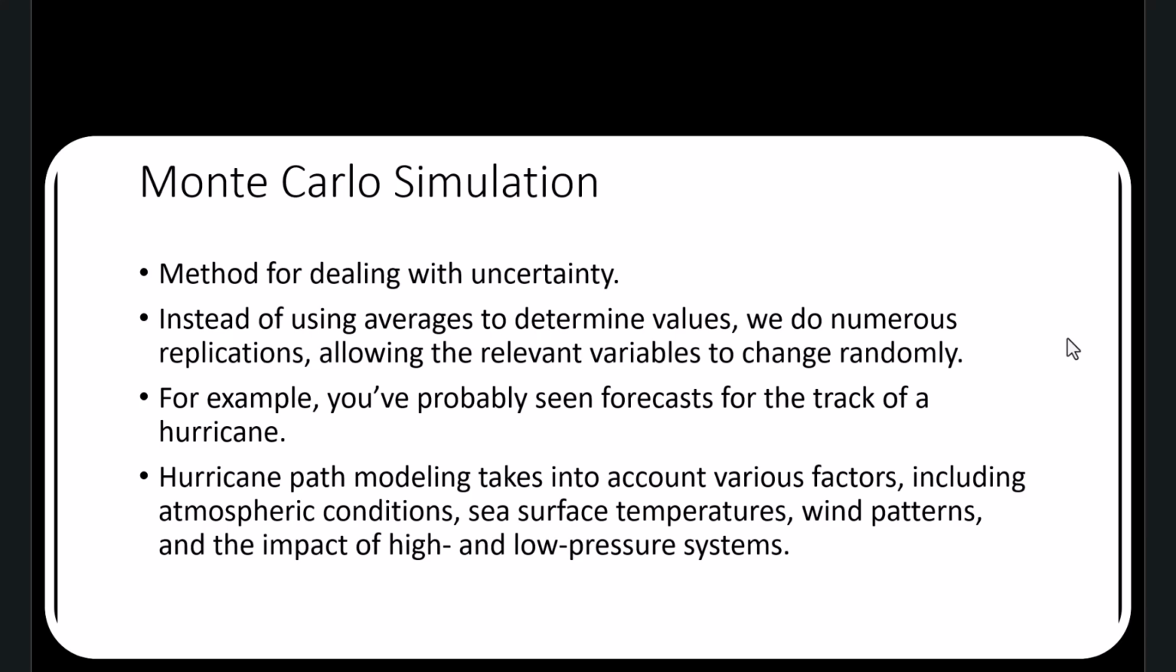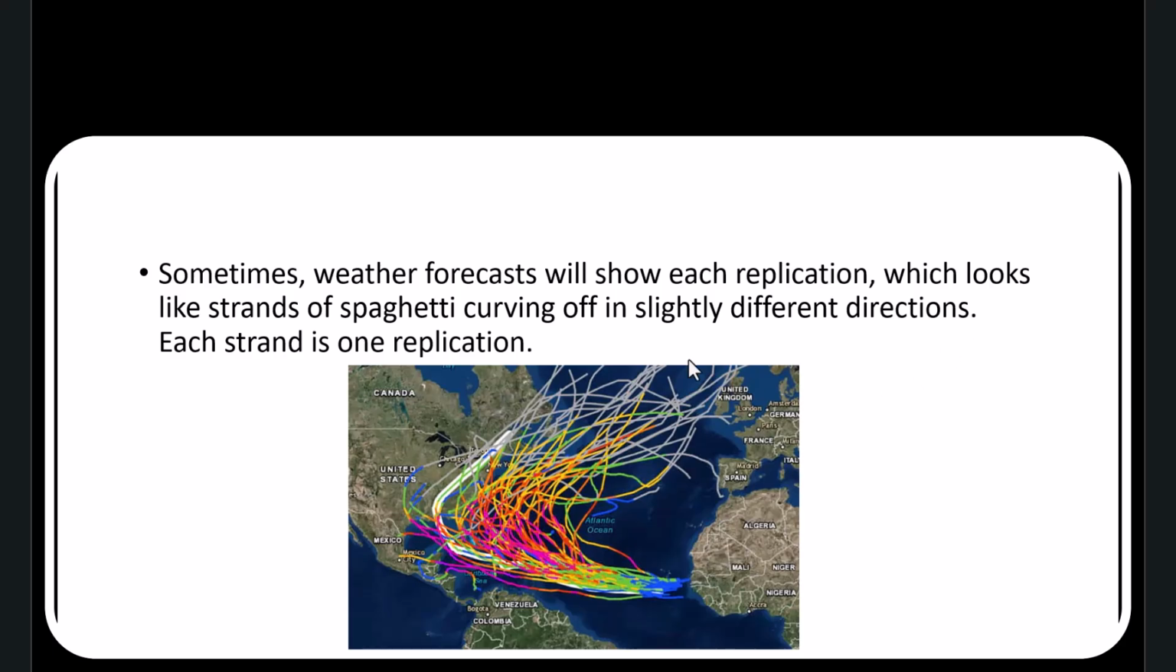For example, you've probably seen forecasts for the track of a hurricane. The hurricane path modeling takes into account various factors including atmospheric conditions, sea surface temperatures, wind patterns, and the impact of high and low pressure systems. So sometimes instead of seeing a cone or just a track of it, sometimes they will show you this entire replication they've done. And it looks like a bunch of strands of spaghetti, and you can see each one of these is a different replication.